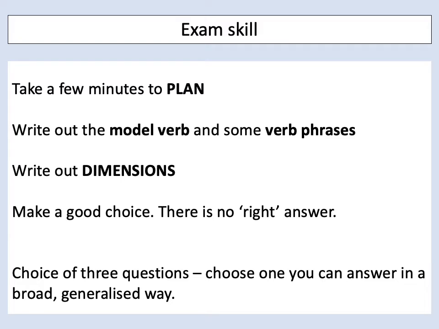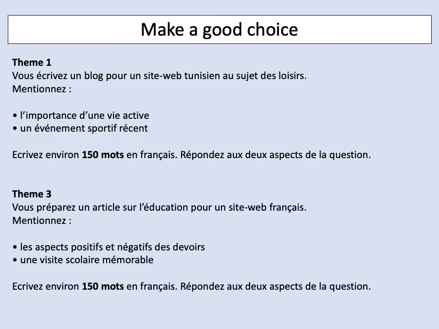Please choose the question that you can answer in a really broad and generalised way. I'm going to show you what I mean by this with 2 examples of questions here. So let's just imagine that you had these 2. There'd be a third one there as well, but I just did 2 as a demonstration. So the first one comes from theme 1. It's talking about l'importance d'une vie active, un événement sportif récent. And then for theme 3, you've got les aspects positifs et négatifs des devoirs, une visite scolaire mémorable.